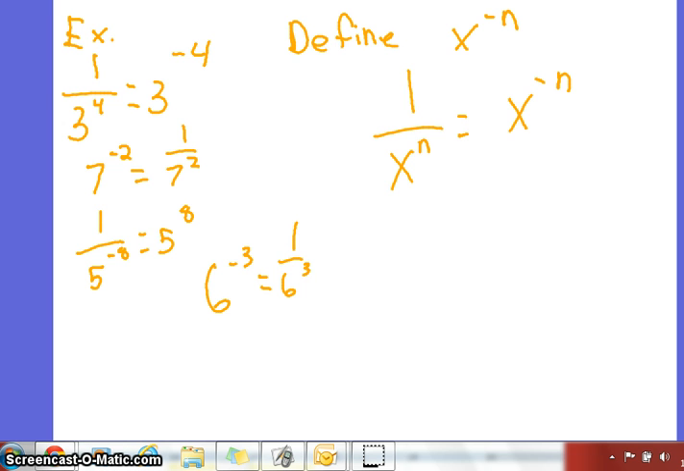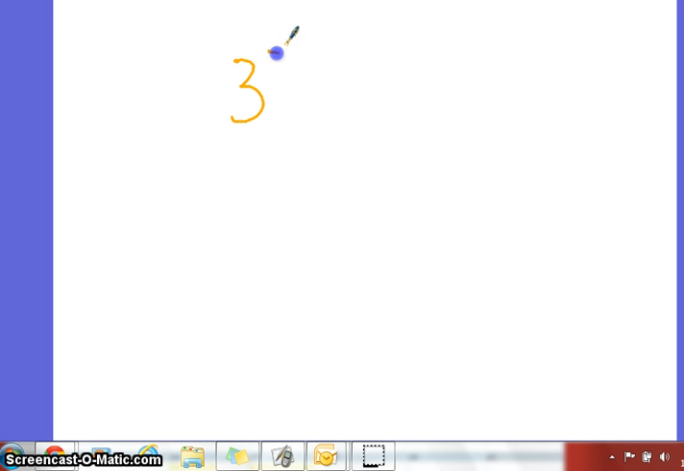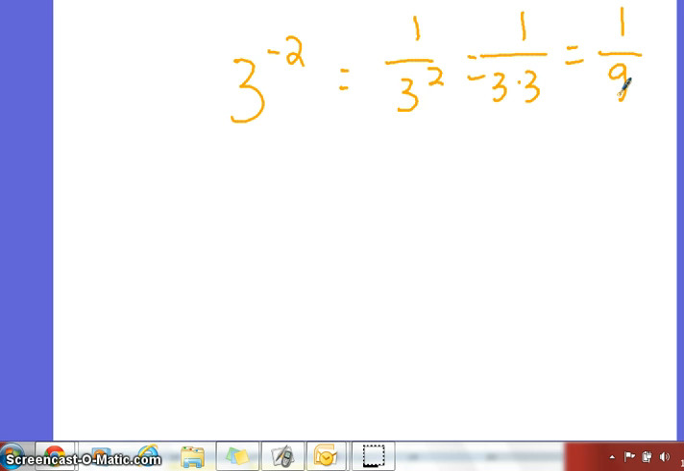Okay, got that? So let's put this into practice. 3 to the negative 2nd power. What does this become to make my exponent positive? 1 over 3 to the 2nd power. That equals 1 over 3 times 3, correct? Which equals 1/9. You should do 1/9. Okay?